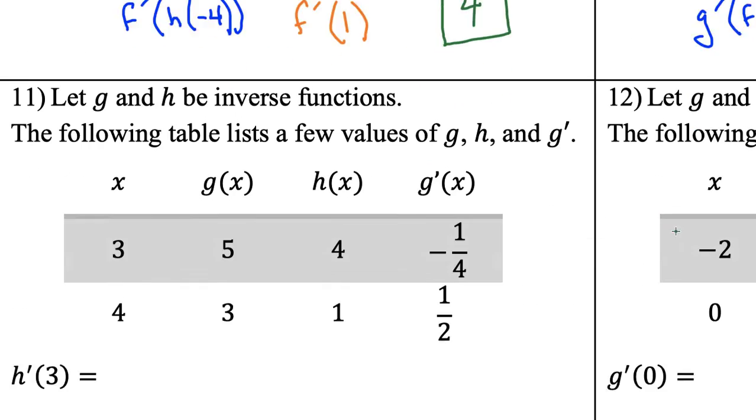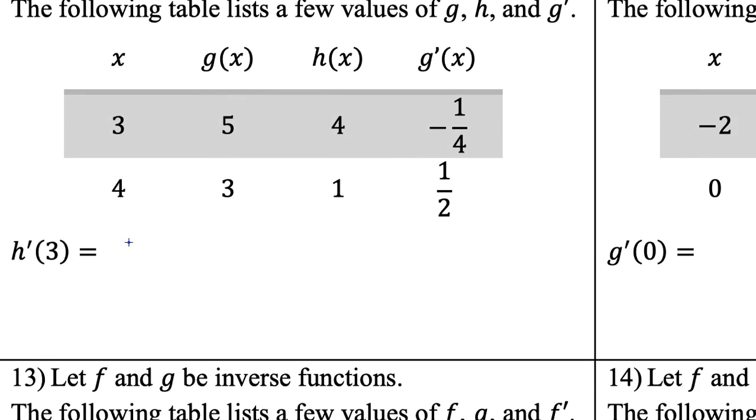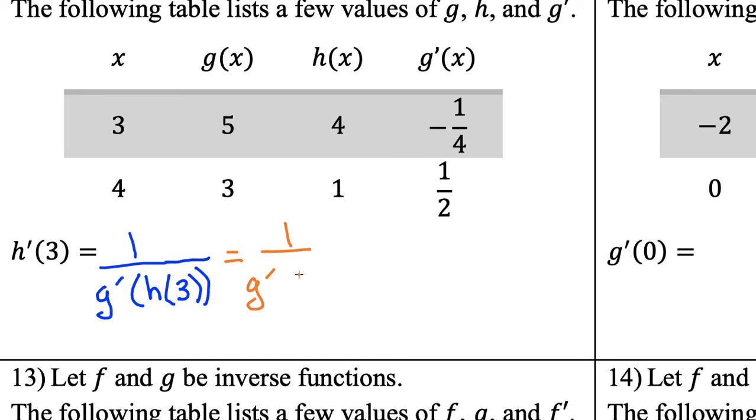On to number 11. H prime of 3 in terms of g, that's going to be 1 over g prime of h of 3. Eventually I'll get these memorized better, right? Okay, so this is going to be 1 over g prime of, what is h of 3? H of 3 is 4, so 4 right there.